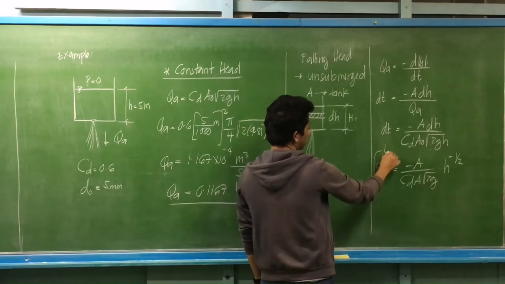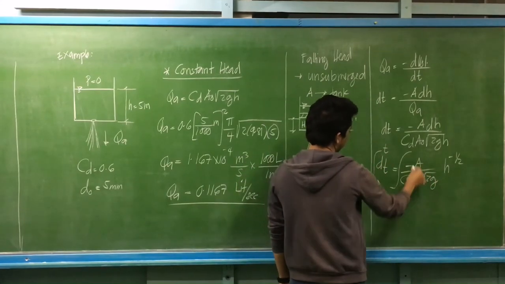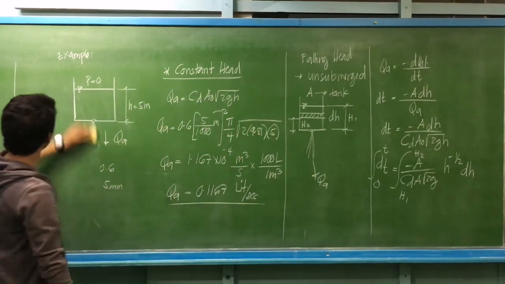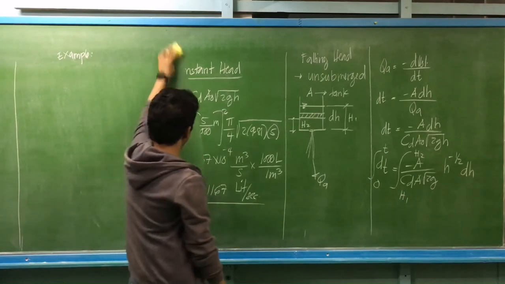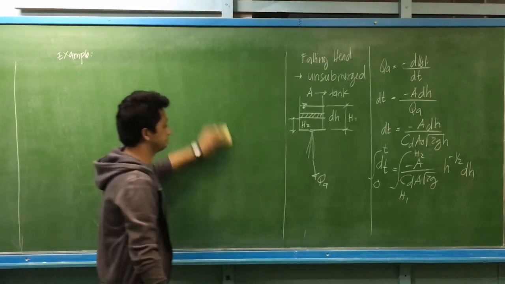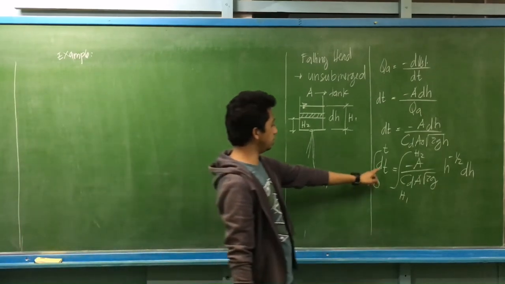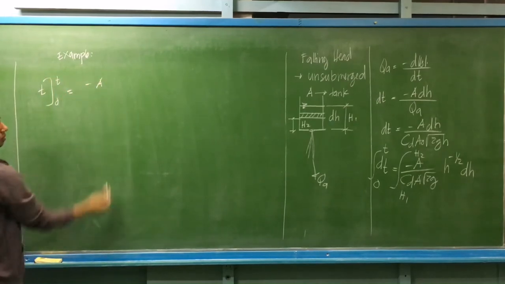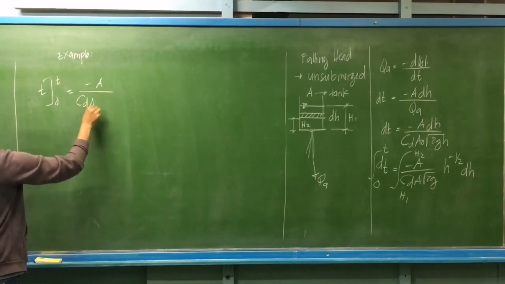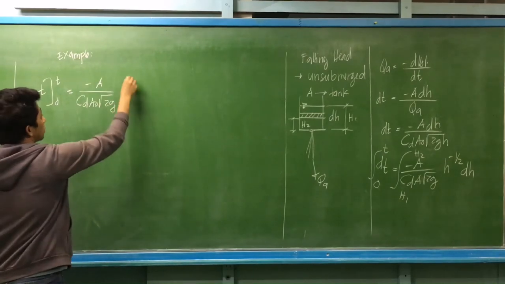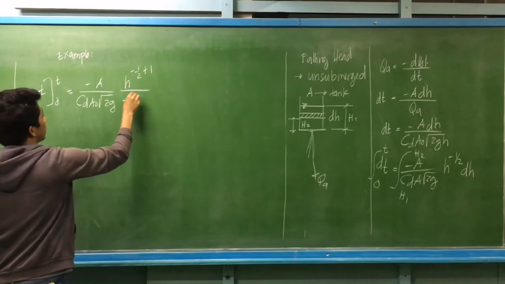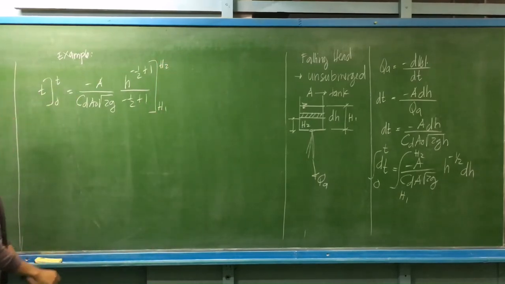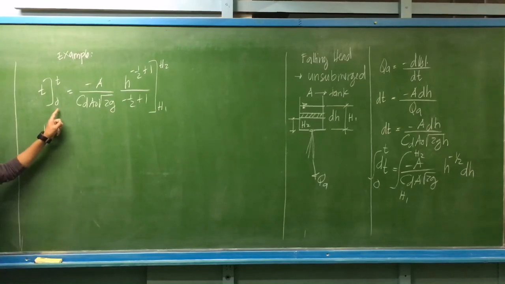Integrating both sides, this is from 0 to t. For this one, we integrate from initial head to final head. Okay, so we are to integrate both sides of the equation. So the integral of dt is obviously t, to be evaluated from 0 to t, equals negative area divided by coefficient of discharge, area of the orifice, square root of 2g, that is h raised to negative 1 half plus 1 divided by negative 1 half plus 1, to be evaluated from initial head to the final head. So this is the same as time, never mind the lower limit, that is 0.